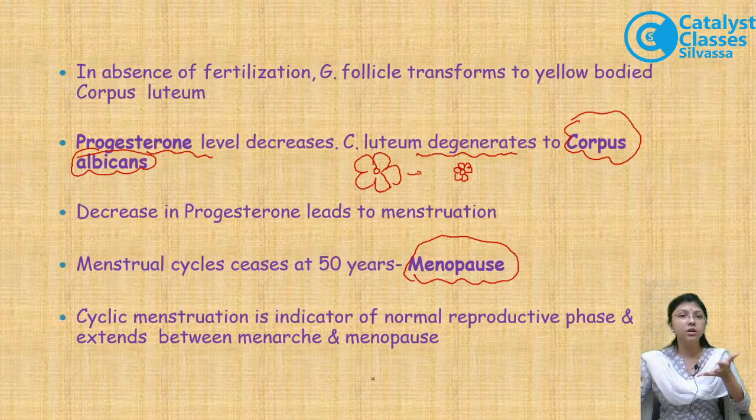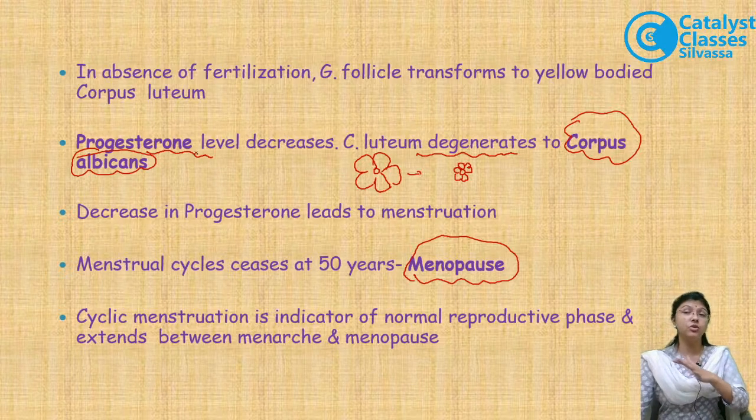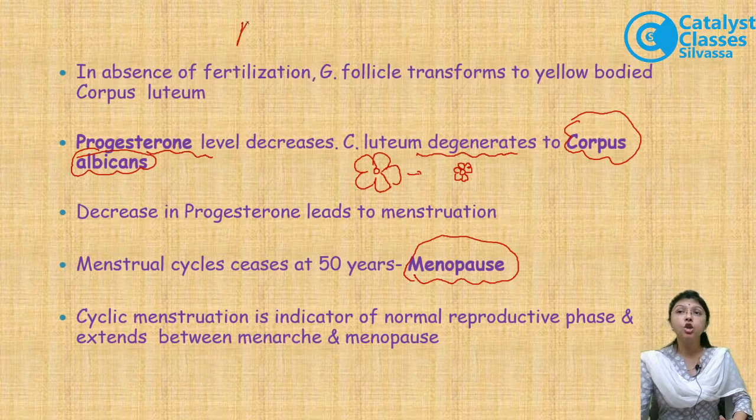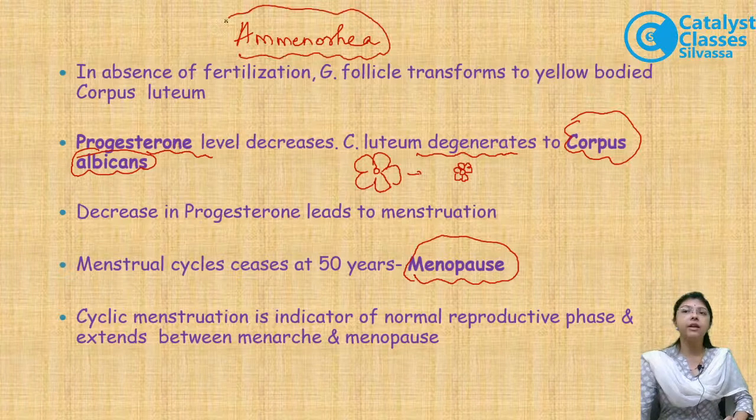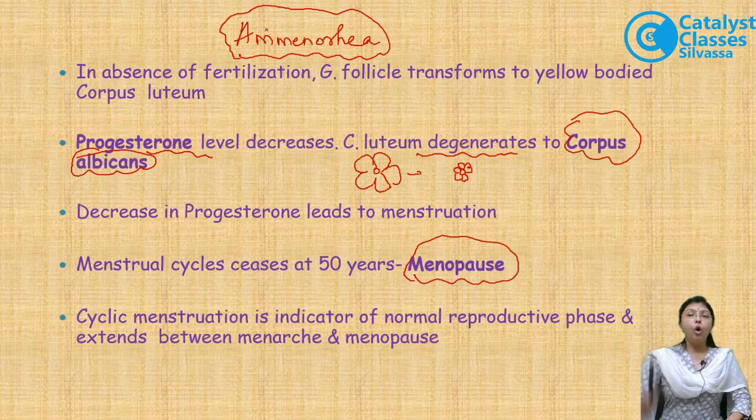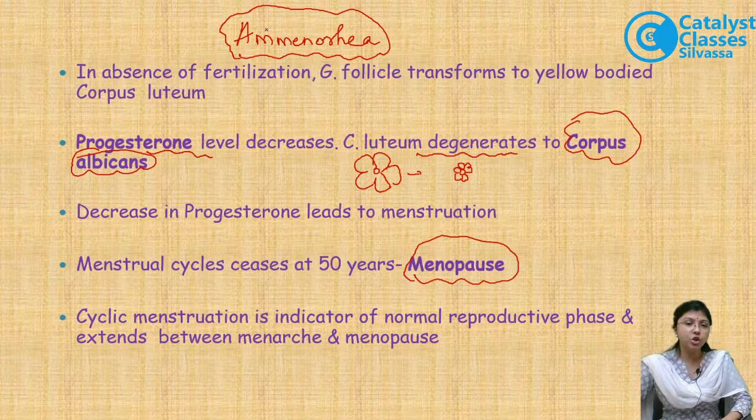There are some females in which you will find that menstrual cycle is completely absent. In those females where menstrual cycle is completely absent, that condition is called amenorrhea. What do you call it? Amenorrhea. That condition wherein the menstrual cycle does not appear in a female. Okay, students. So I hope this is clear to you, the complete menstruation cycle.